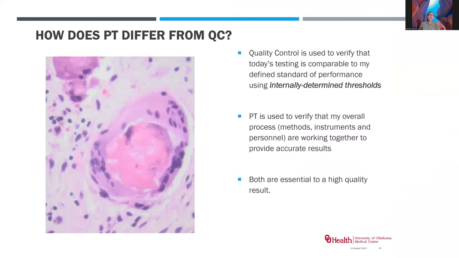Quality control then is used to verify that today's testing is comparable to my defined standard using internally determined thresholds. But proficiency testing verifies that my overall process, my methods, my instruments, my personnel are working together to provide accurate results. And these are both essential steps to be able to provide quality service to your laboratory, to your clients.